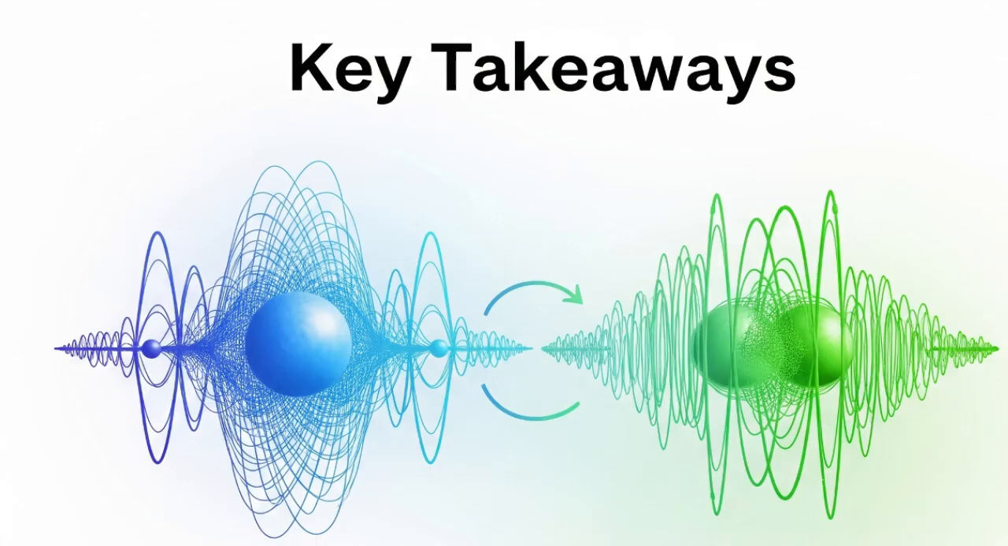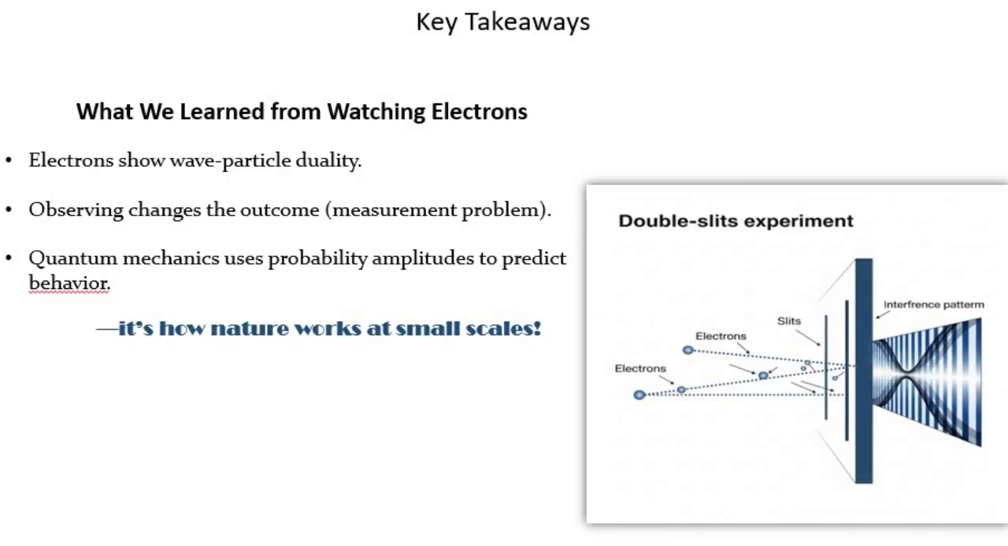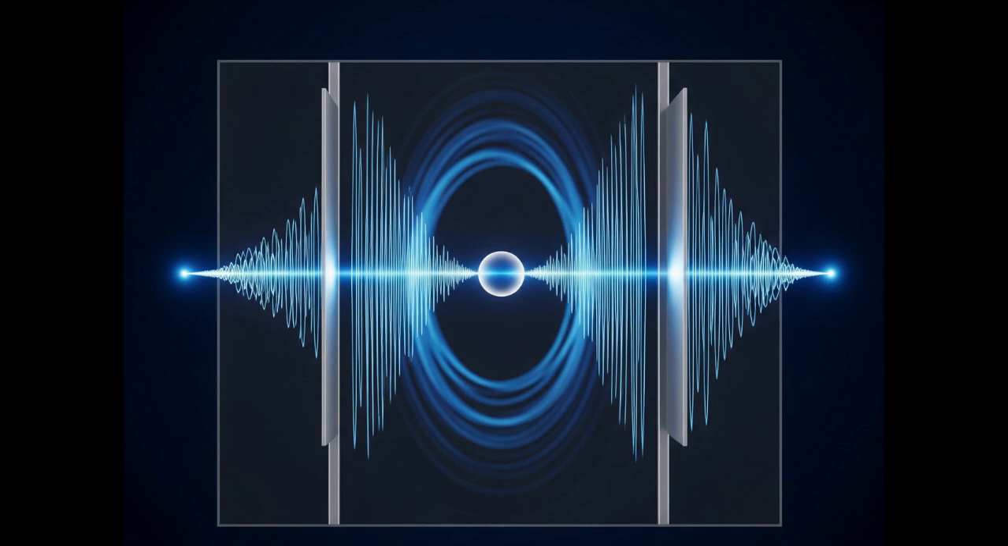So, as we bring our exploration of these foundational ideas from Feynman's lectures to a close, let's distill some key takeaways. First, the wave-particle duality. Electrons, and indeed all quantum entities, exhibit characteristics of both waves and particles. They are not one or the other exclusively, but rather possess this dual nature.